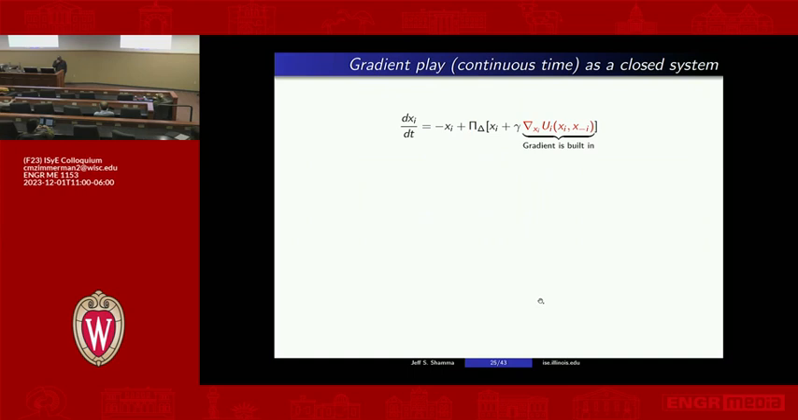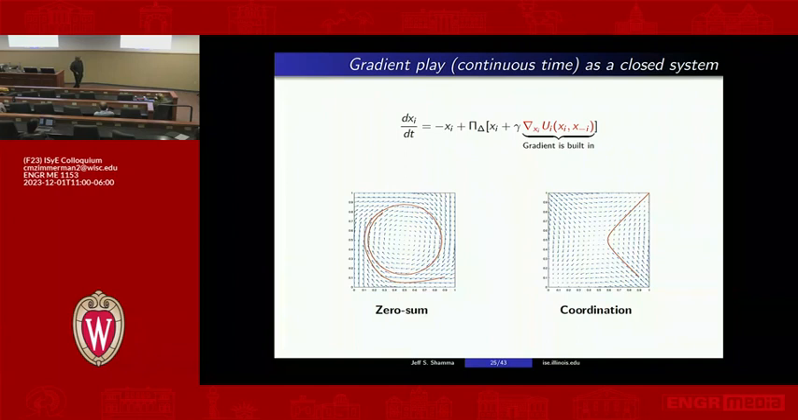And a key enabler in what we do is going to be rewriting gradient dynamics in a way that's not typically written. Here I'm writing gradient dynamics in what I'm calling a closed system. We shifted subtly, all of a sudden, to continuous gradient flow. So the rate of change depends on my current value plus a gradient step, moving in the gradient direction. Some technicalities: we have to project that back to the simplex. So this is a closed system. Why is it a closed system? Because we have the gradient built into the dynamics. And this is what happens for gradient play if you're playing a zero-sum game.